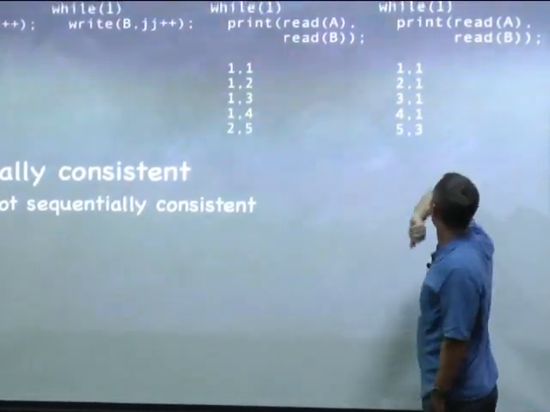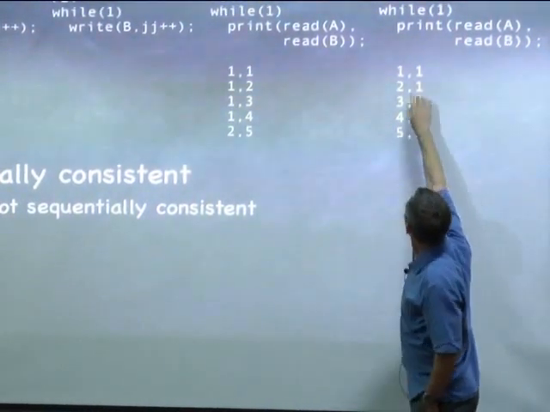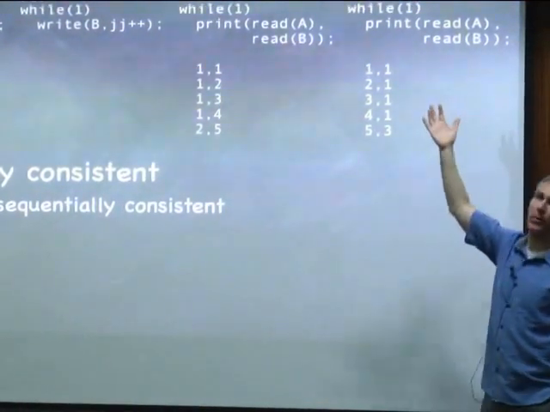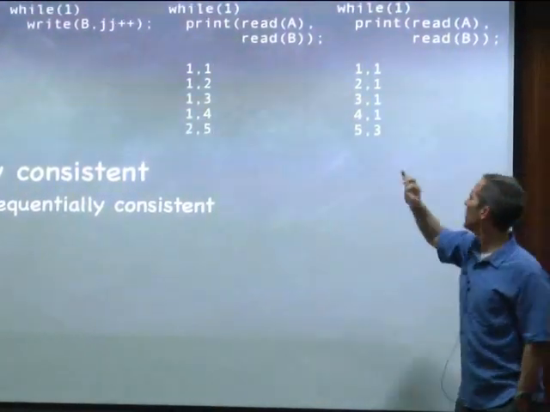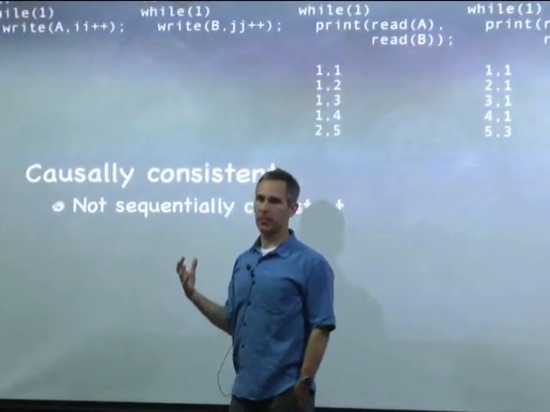Yes, we'll break after this slide, so hang in there. And then process 2 could see 1, 1, 2, 1, 3, 1, 4, 1, and 5, 3. So why is that okay under causal? Because these writes are what's called concurrent.